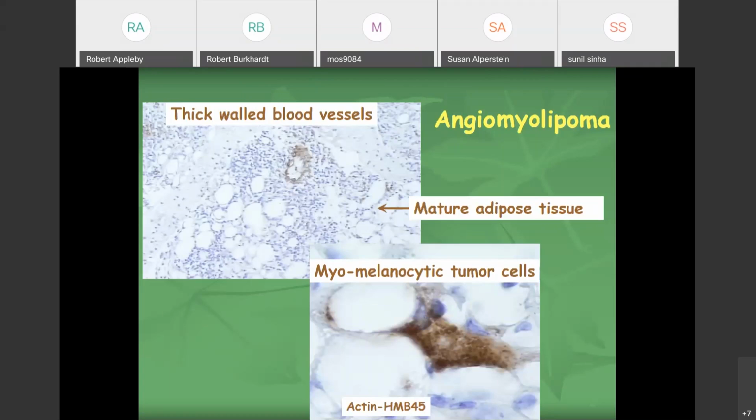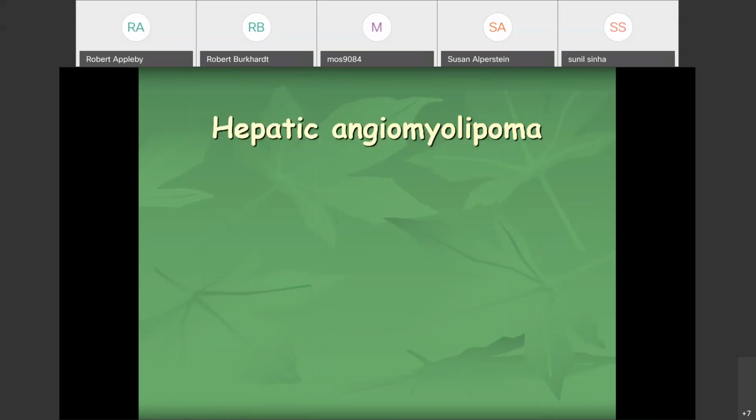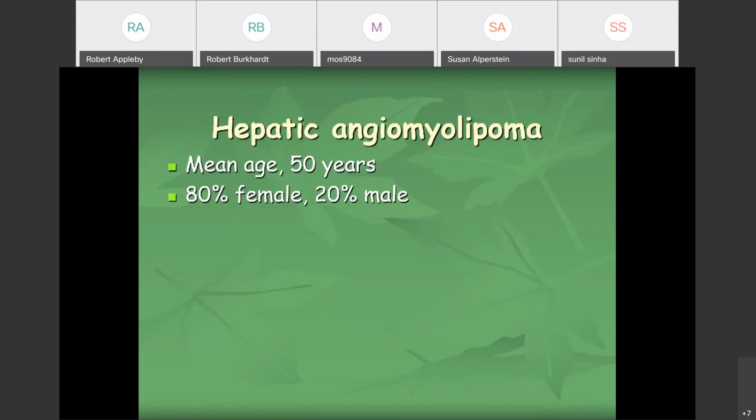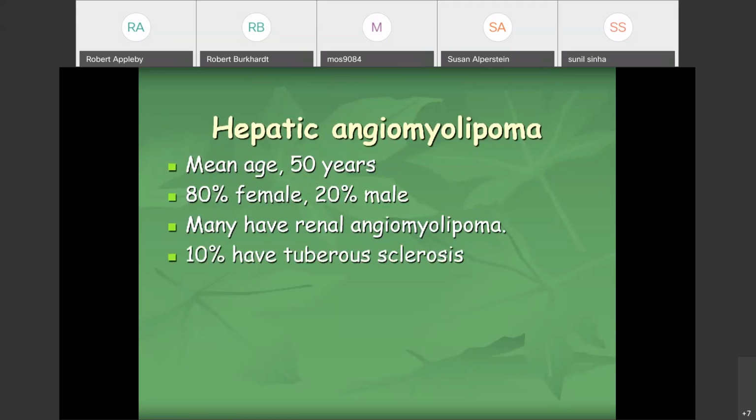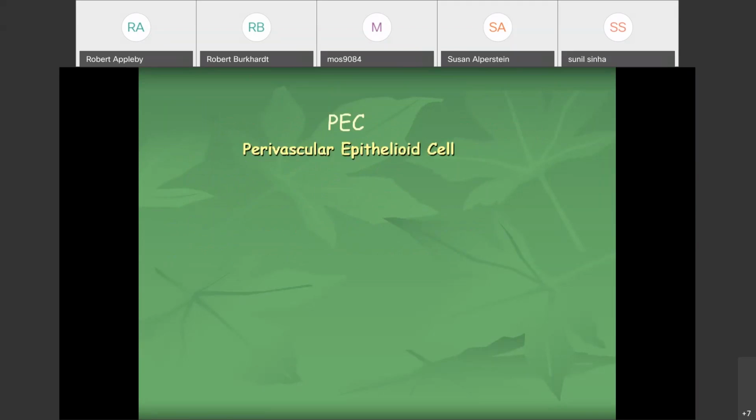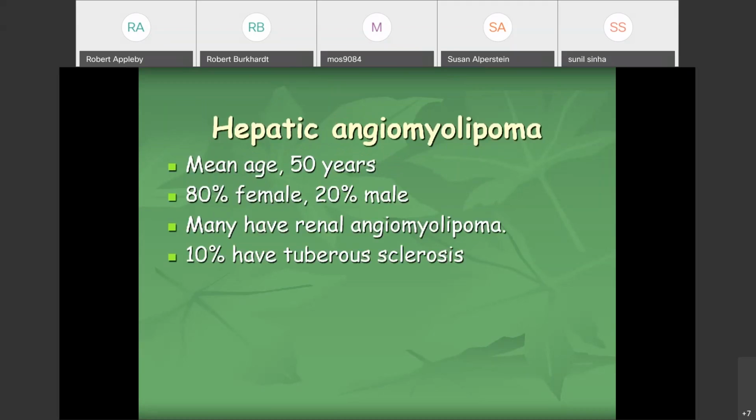Because the radiologists don't usually think of liver hepatic angiomyolipoma. That's why they do the fine needle aspiration. If it's in kidney, they would just call it, so you never get to aspirate. So mean age 50 years, mostly women, may have concurrent renal angiomyolipoma. 10% have tuberous sclerosis. And this is an example of PEComa.